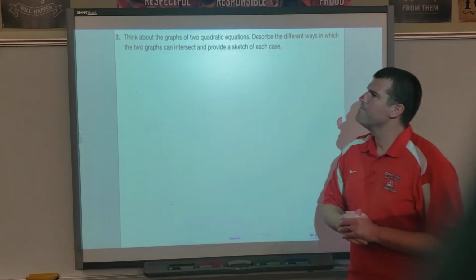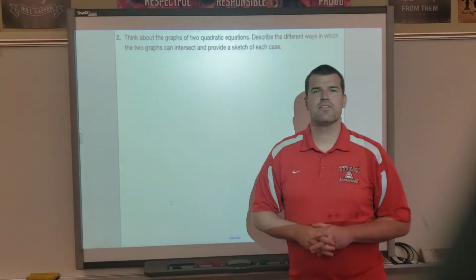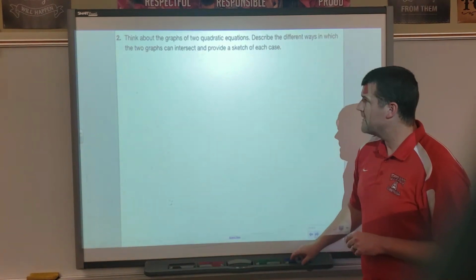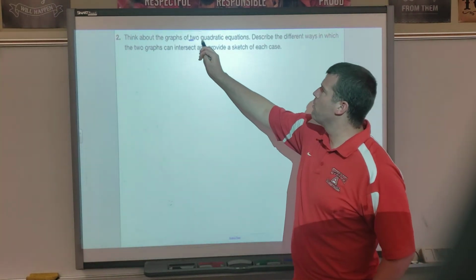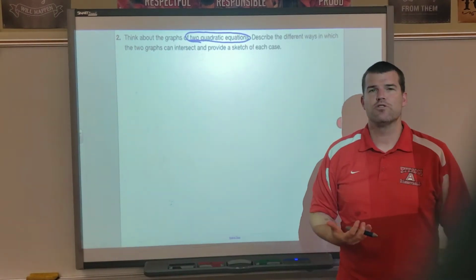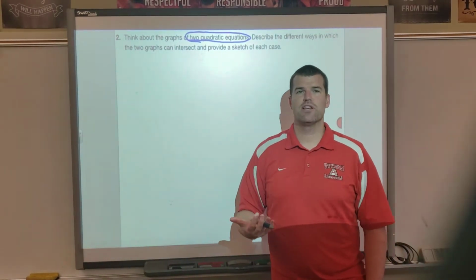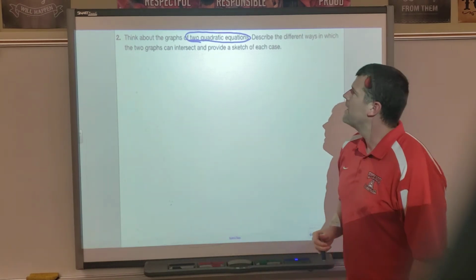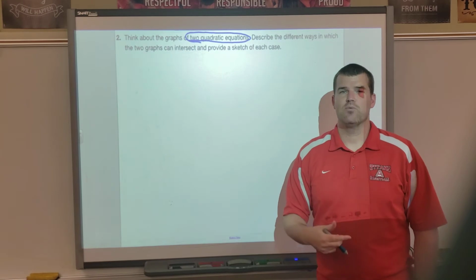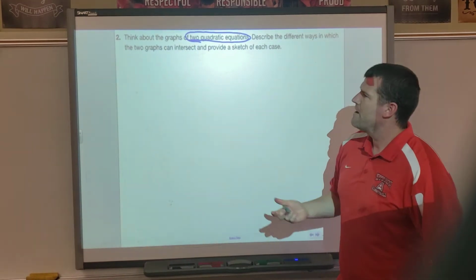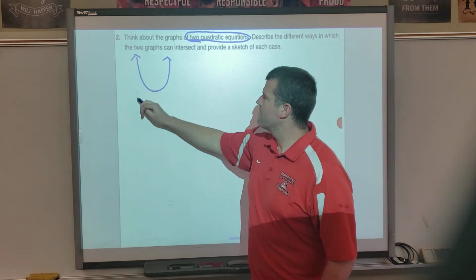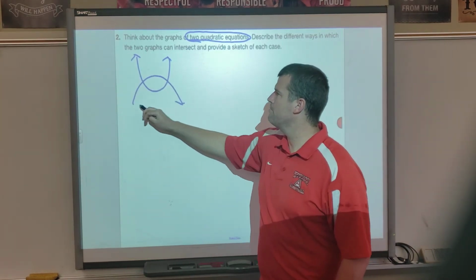Okay, shifting gears a little bit, let's talk about the different types of solutions we can get. The key on today is recognizing that both graphs, or both equations, are quadratics, which means when we graph them, both of them are going to be parabolas. So it's going to be a little bit different than yesterday when we had one line and one parabola. So if we have two parabolas, one option is for them to cross in two different places.